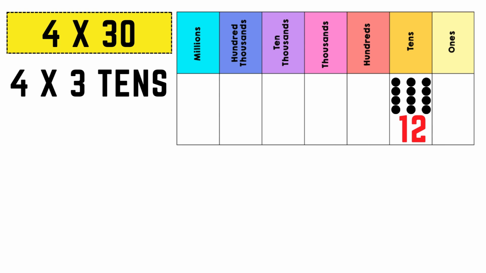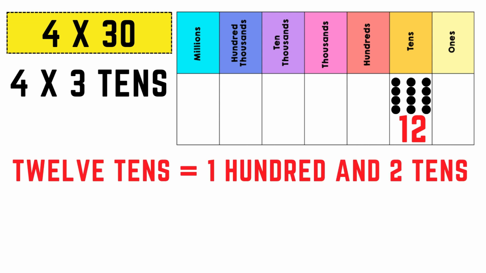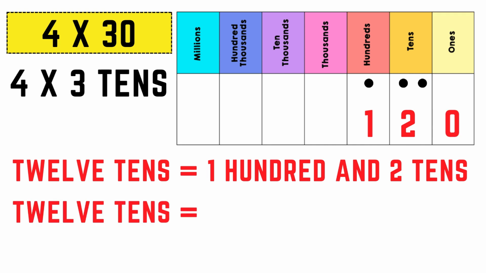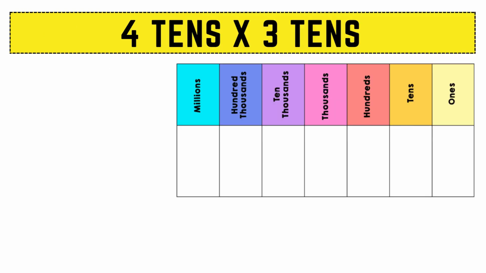Now, how many tens do we have in our place value chart right now? We have 12. So how much is 12 tens? That is equal to 100 and 2 tens. Based on our place value chart, how many hundreds do we have right now? We have 1. How many tens do we have? We have 2 tens. And how many ones do we have? 0. Therefore, how much is 4 times 3 tens? That is equal to 12 tens, which is equal to 120.